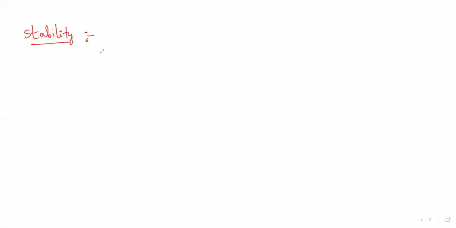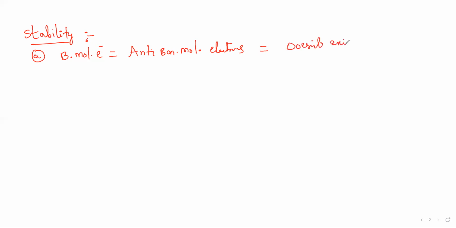See here, stability, in the simplest way we can find out. There will be 3 conditions under stability. The first condition is when bonding molecular electrons equal anti-bonding molecular electrons, then the molecule doesn't exist. The molecule doesn't exist.